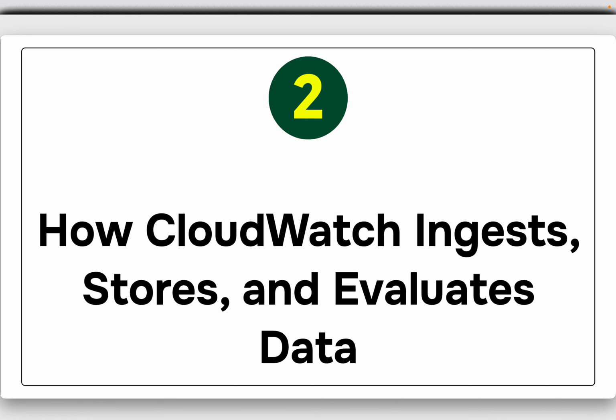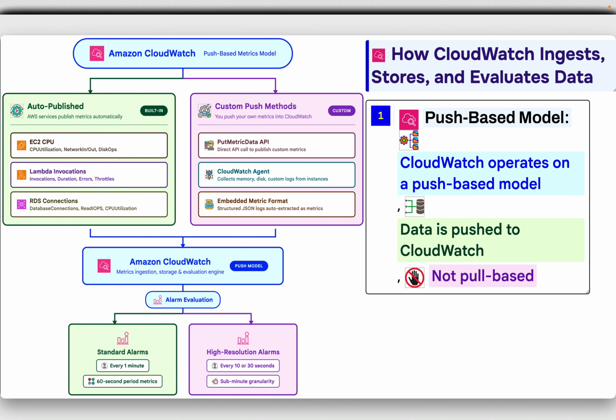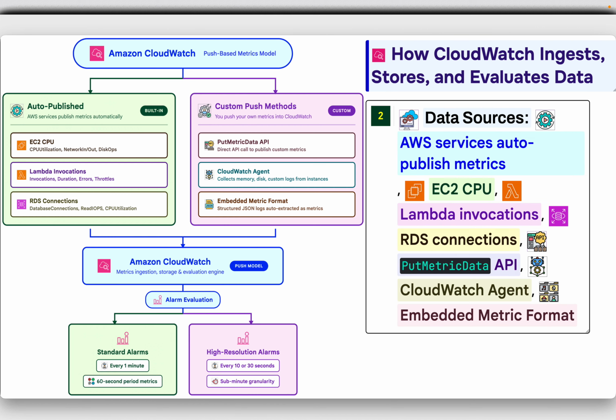Second topic, how CloudWatch ingests, stores, and evaluates data. CloudWatch operates on a push-based model. Data is pushed to CloudWatch, not pull-based. Data sources include AWS services that auto-publish metrics such as EC2 CPU, Lambda invocations, and RDS connections. Custom push methods include the PutMetricData API, CloudWatch agent, and embedded metric format.